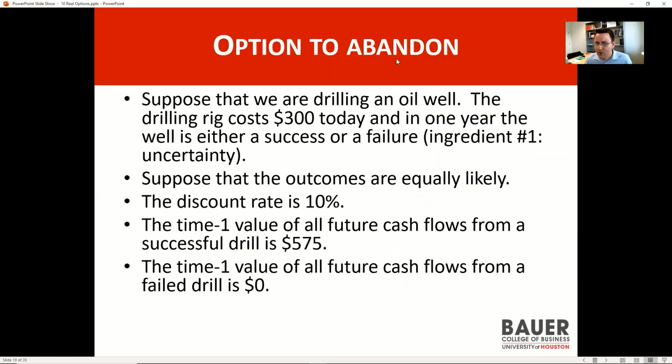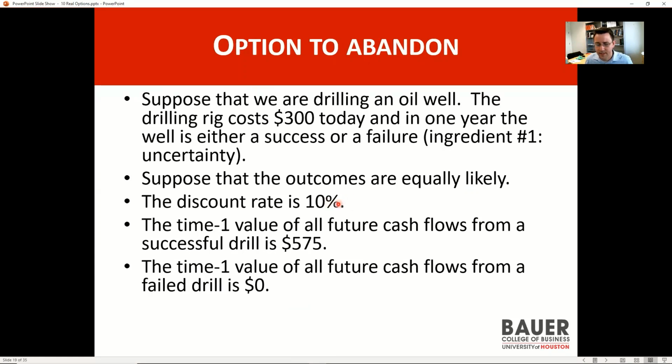Let's do an example to see how that works. So we're going to go back to the oil market. You're going to drill an oil well. The rig costs $300 today. And in 1 year, you learn that it's either a success or a failure. Okay, so there's that first ingredient again. There's uncertainty. We're going to say that the outcomes are equally likely, 50-50, just to kind of keep the numbers easy to calculate in our head.